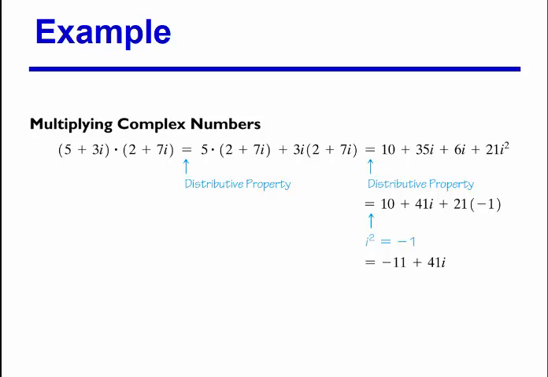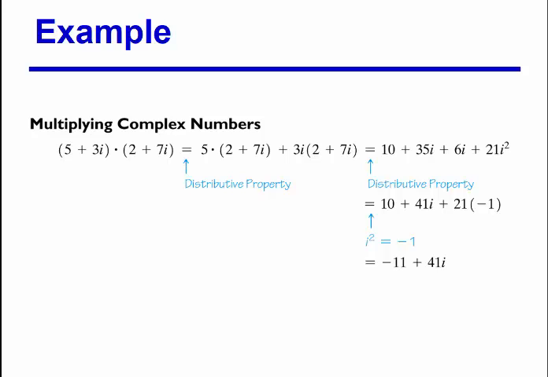And then here, multiplying complex numbers. So we have 5 plus 3i times 2 plus 7i. One way that they do it a little differently here, we can just simply do FOIL. In other words, I can do 5 times 2 and then 5 times 7i, and then 3i times 2 and then 3i times 7i. Now, the way they did it, you get the same result, but there are two different ways of doing it. The way they did it, they used the distributive property.